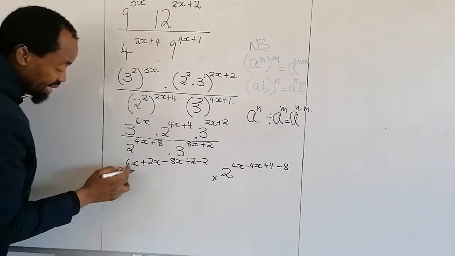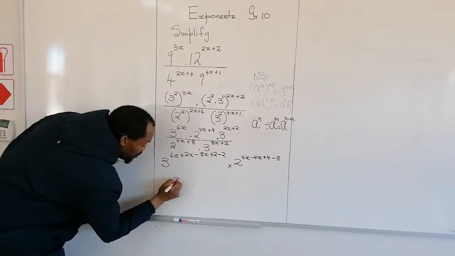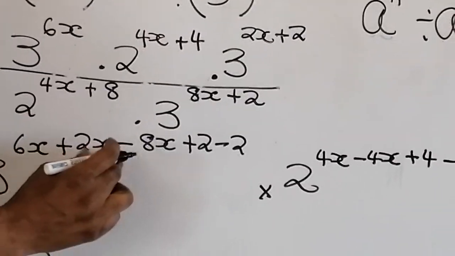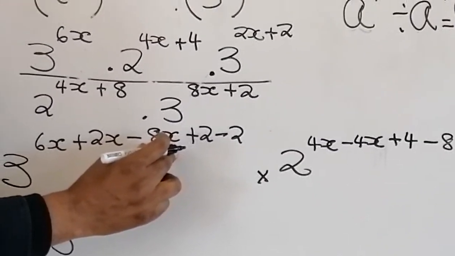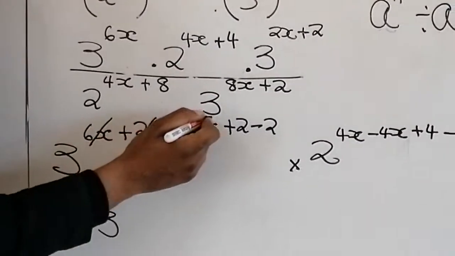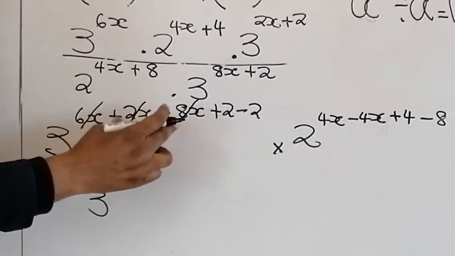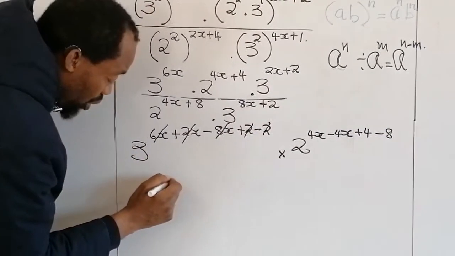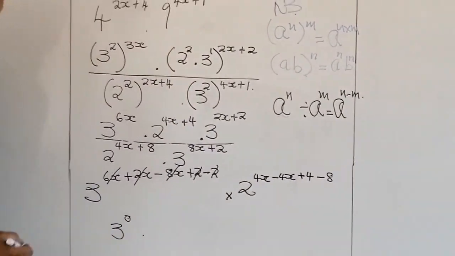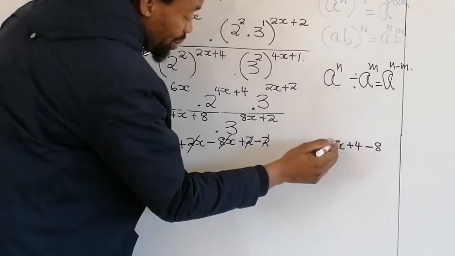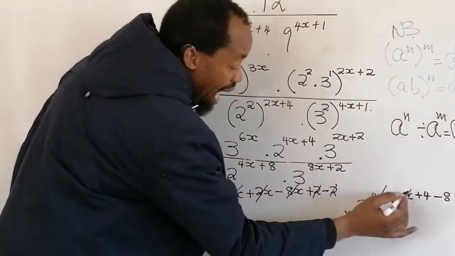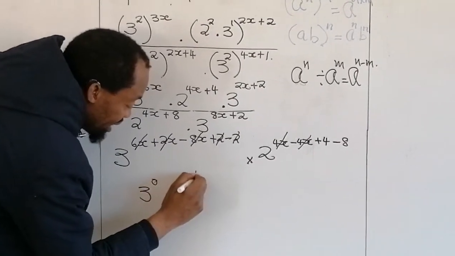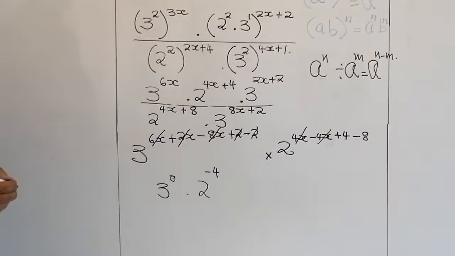We add like terms in this expression. That would be 3 to power 6x plus 2x is 8x. Minus 8x is a 0. It means all these are cancelled. I'm left with a 0. 2 minus 2 is also a 0. It is a 0 then, multiplied by 4x minus 4x, they cancel. I've got plus 4 minus 8. I subtract and take the sign of the bigger number.